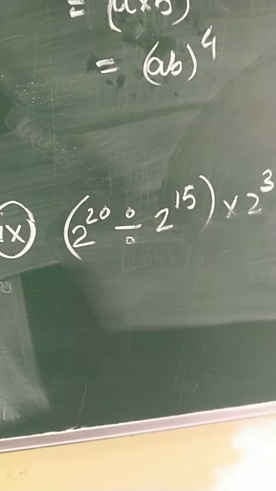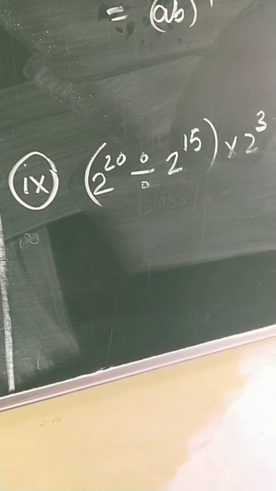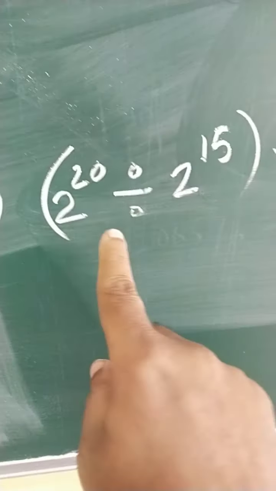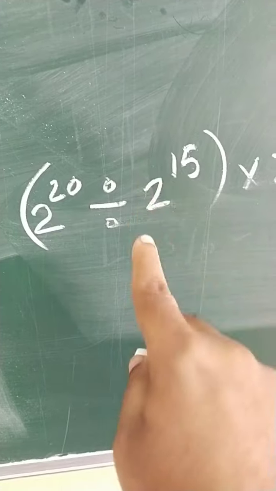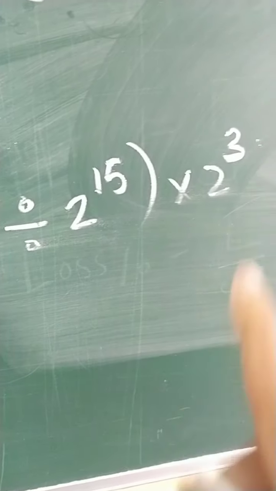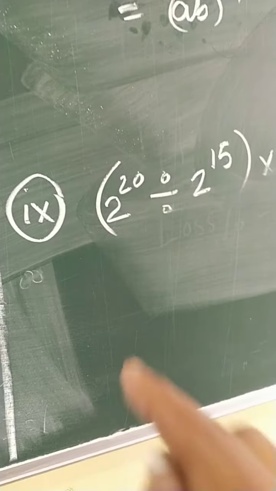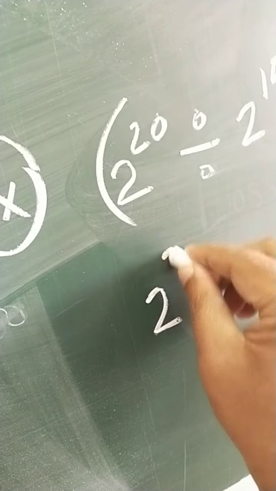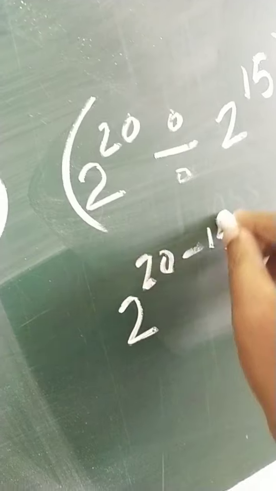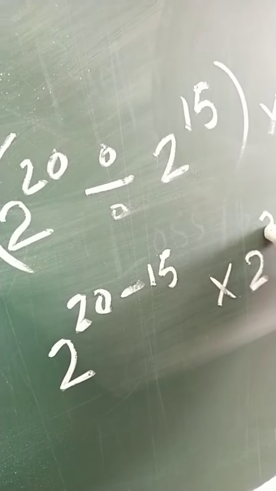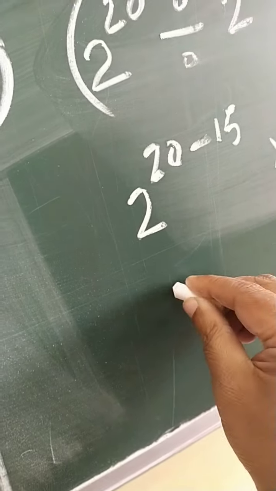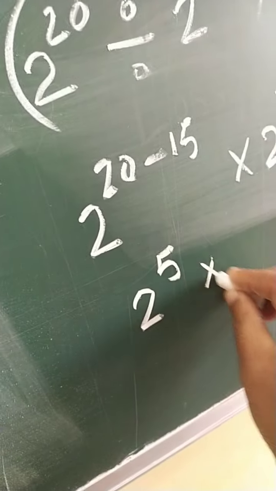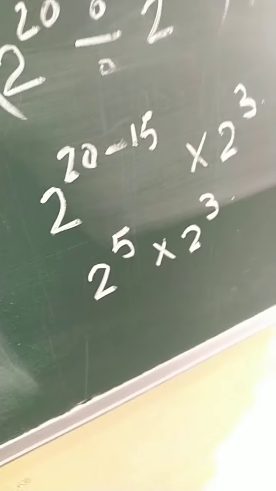Okay, now let's move on to sum number 9. In sum number 9, we have a bracket. Inside the bracket we have 2 to the power 20 divided by 2 to the power 15, into 2 to the power 3, isn't it? Now first of all, let us solve this one. So 2 to the power 20 divided by 2 to the power 15 means 2 to the power 20 minus 15, into 2 to the power 3. Now we'll solve this first, that is 2 to the power 5 into 2 to the power 3, isn't it?